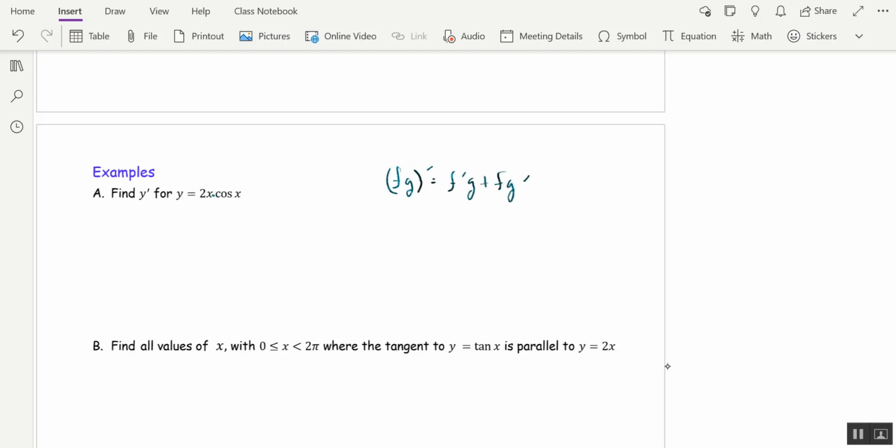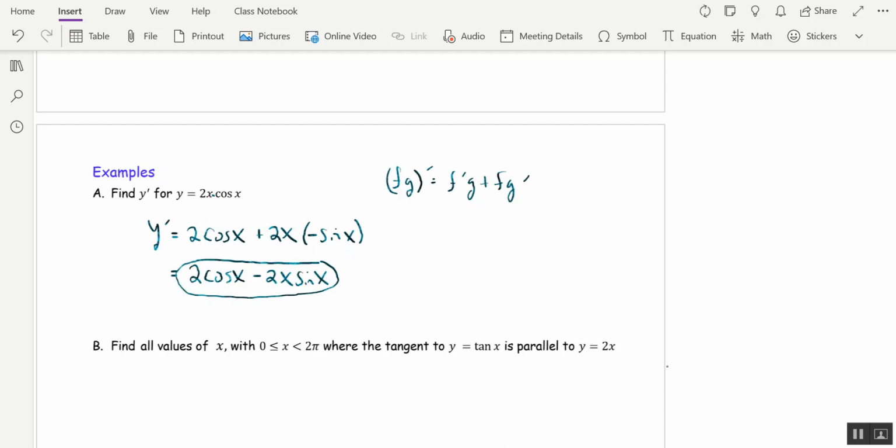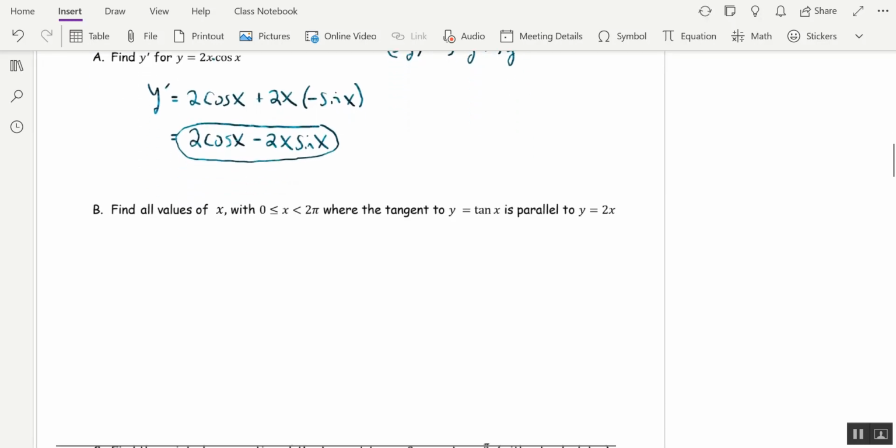That's the product rule. So y prime is the derivative of 2x, which is 2. I multiply by cos x, and then I add on 2x, and the derivative of cosine x is negative sine x. And you need the parentheses there, otherwise it's going to look like subtraction. And then we'll do some cleanup. It's common to take the minus and pull it out. So this would be 2 cos x minus 2x sine x. There's our derivative.